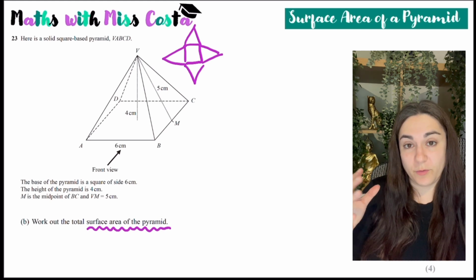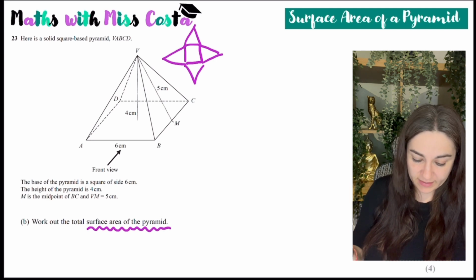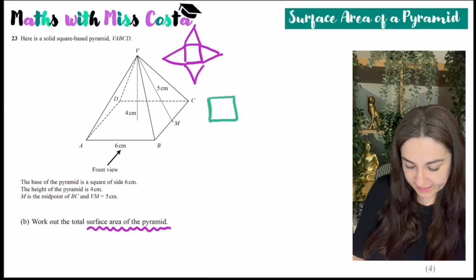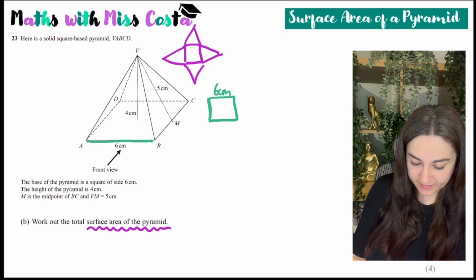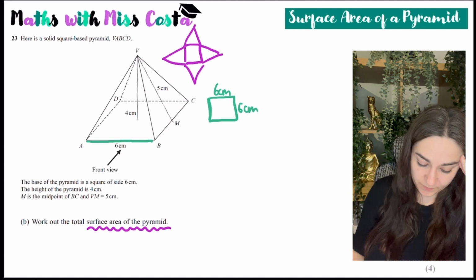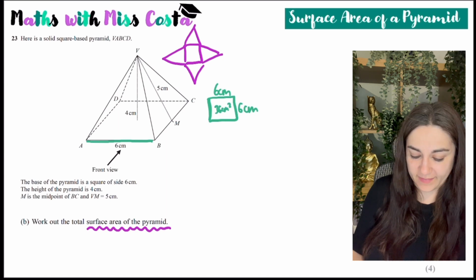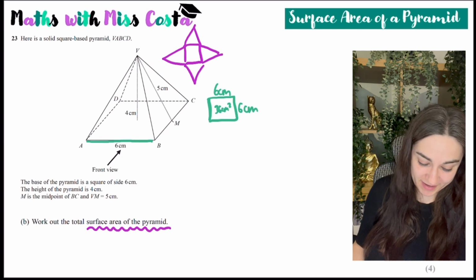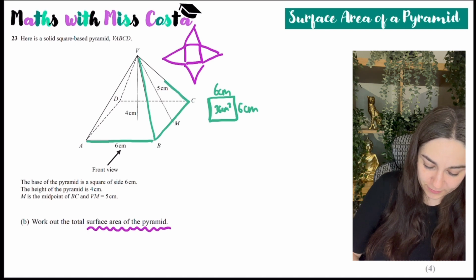what we need to do is therefore work out the area of each of these shapes. So it's a square based pyramid. If it's a square, that means the base is going to be, I know this side is 6 centimeters, so this side here is also going to be 6 centimeters, because the whole point of a square is that its sides are equal. So this is going to be 36 centimeters squared. That's the easy part.